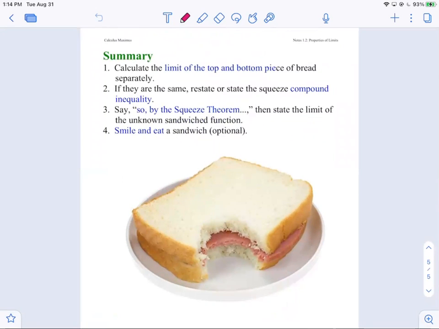You're going to calculate the limit of the top and bottom slice of bread. If they're the same, we're going to restate the inequality. Okay, we're going to restate it because of this. Now we're going to say, so by the squeeze theorem, state the limit of the unknown, and then smile, of course, smile always, and then eating the sandwich is optional.